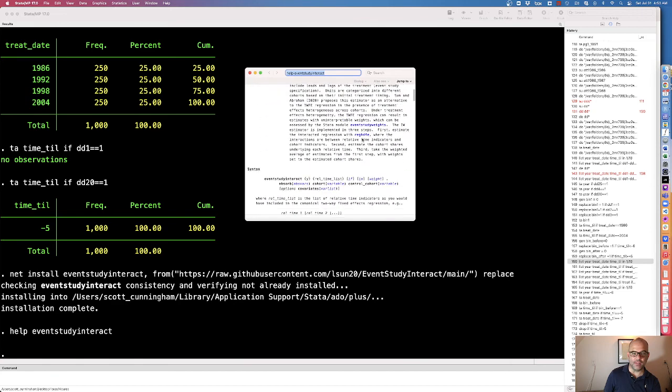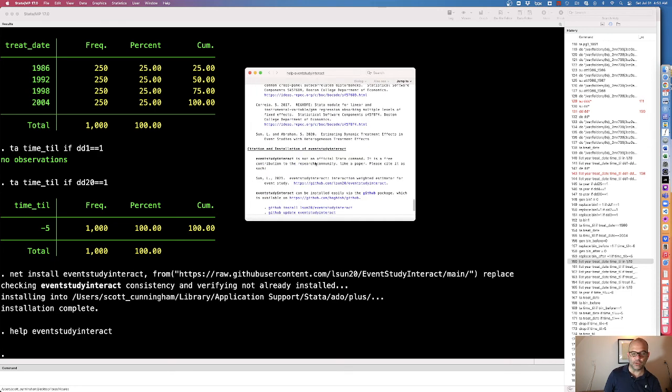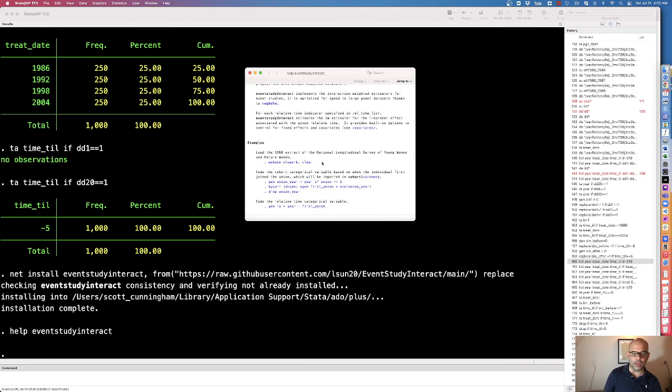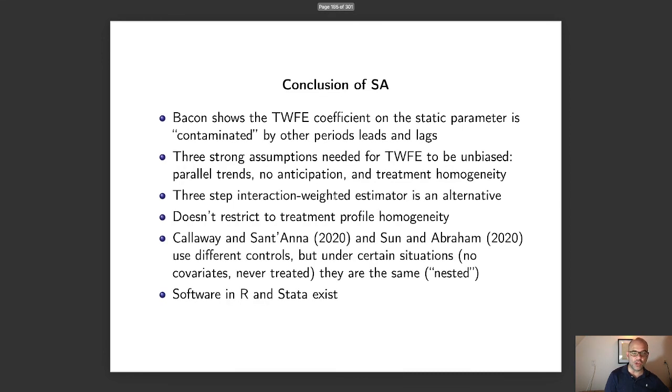It implements the interaction weighted IW estimator. It'll walk you through exactly what this does, and you'll have code that explains it. You can do it. All right, I just spent 2 hours on Sun and Abraham. I just can't even believe that. So Bacon shows that the two-way fixed effects coefficient on the static parameter is contaminated by the other periods, leads, and lags. Three strong assumptions are needed for two-way fixed effects.